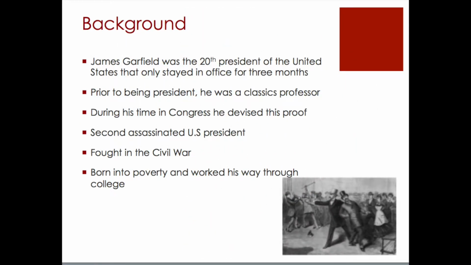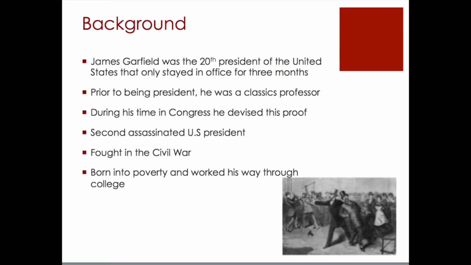All right, now we're going to give some background information about James Garfield. James Garfield was the 20th president of the United States, but he's not taught much in history classes because he was only president for 3 months. But the reason he was only president for 3 months was that he was the second president that was assassinated after Abraham Lincoln. He was president only during the year of 1881, and that was 16 years after Abraham Lincoln was assassinated.